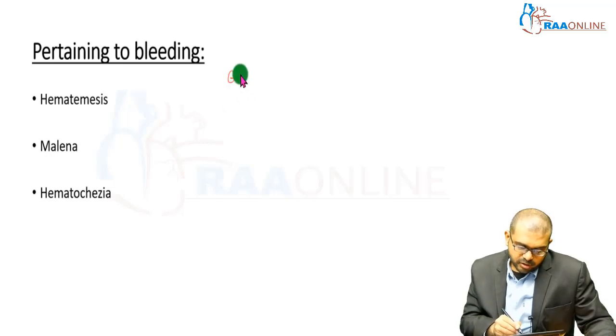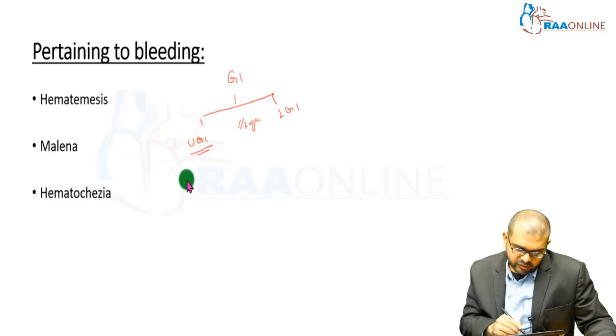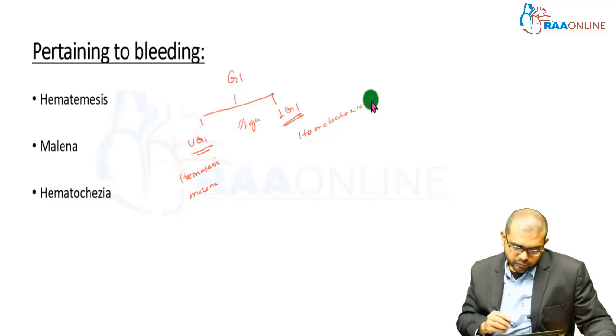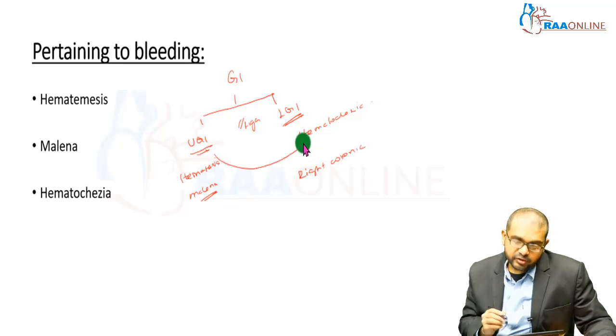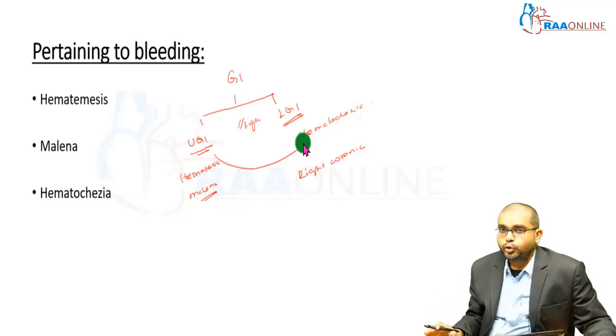Classically, you will differentiate your GI hemorrhage into upper GI hemorrhage and lower GI hemorrhage based on the ligament of Treitz level. Upper GI hemorrhage can present as hematemesis and melena, and lower GI bleed can present as hematochezia. A small proportion of lower GI bleed can present as melena, especially the right colonic bleed. A small percentage of upper GI bleed can present as hematochezia, especially if there is very high colonic motility.